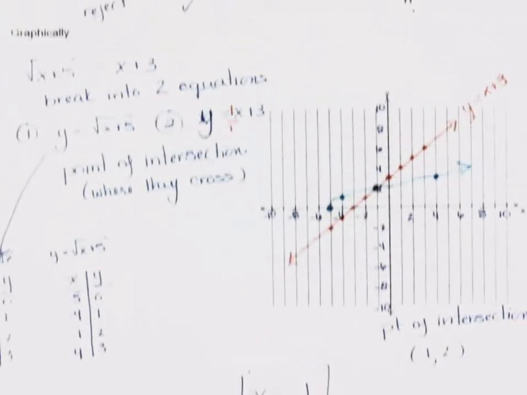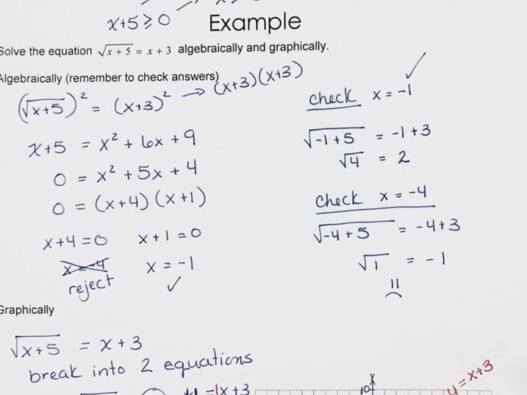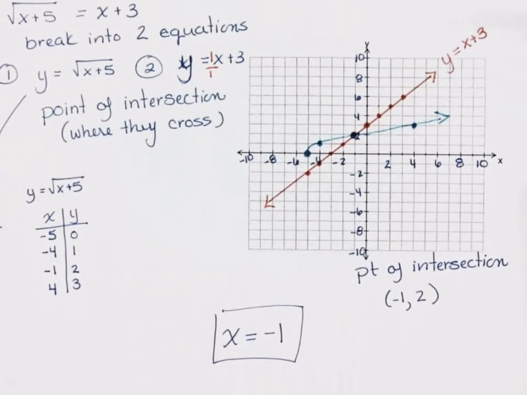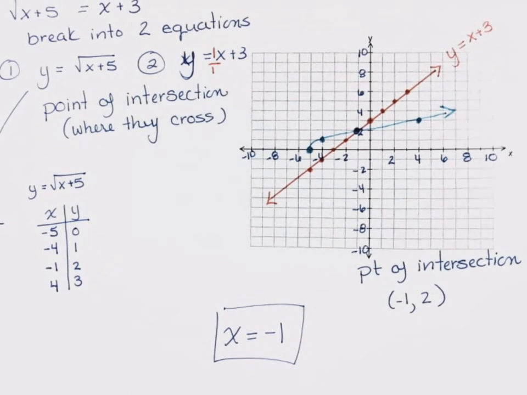Can I just slide up for a sec? What was my answer up here? X equals -1, not that -4, right? Would this change if it was a range? There'd be 2 x values. That's what's going to happen next.